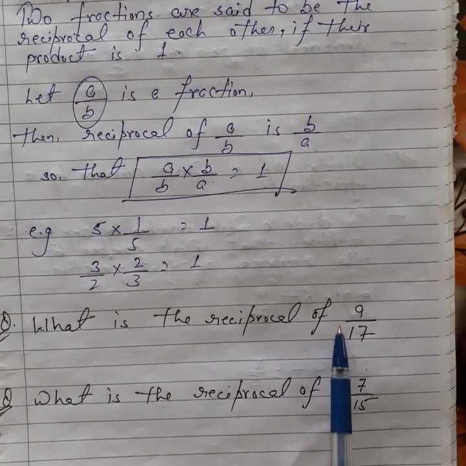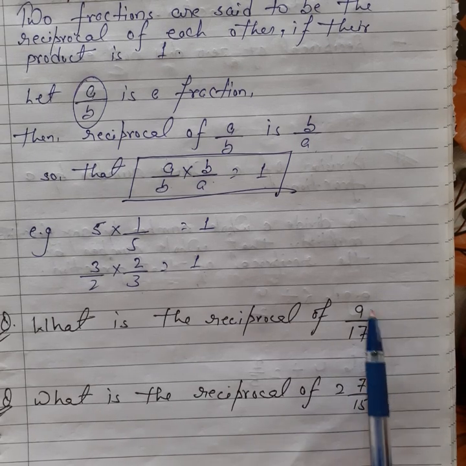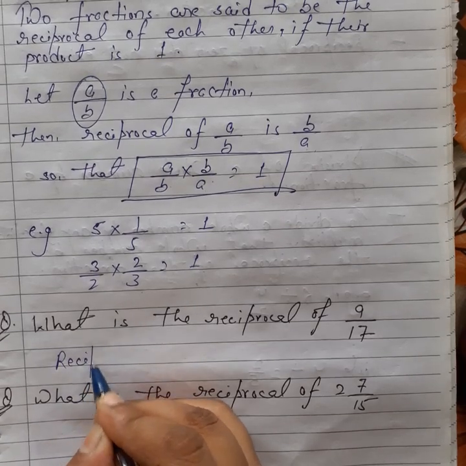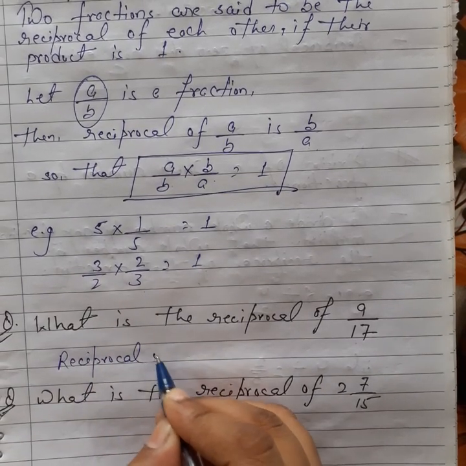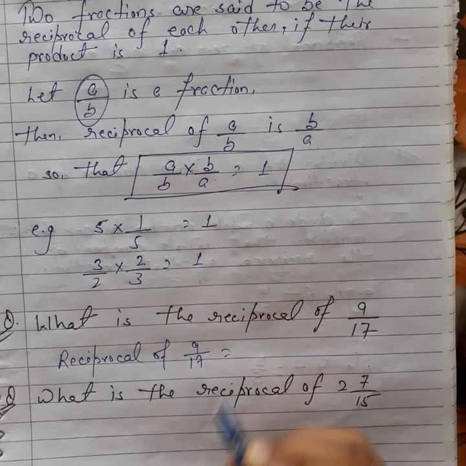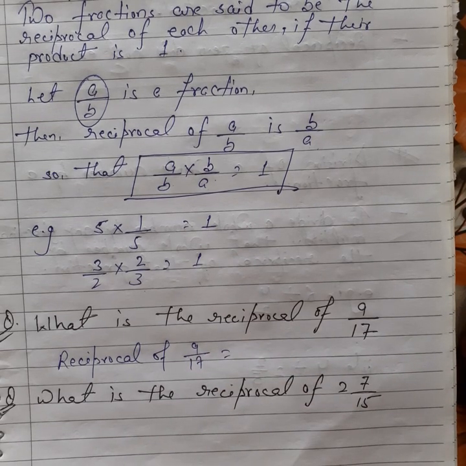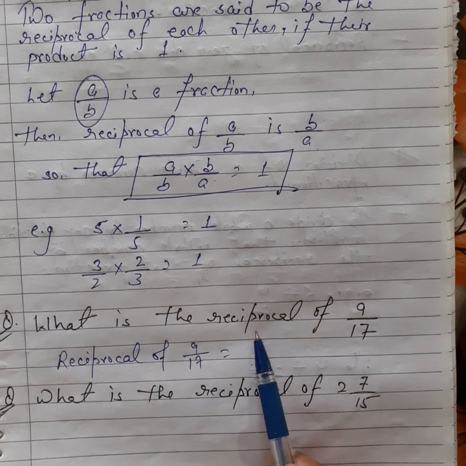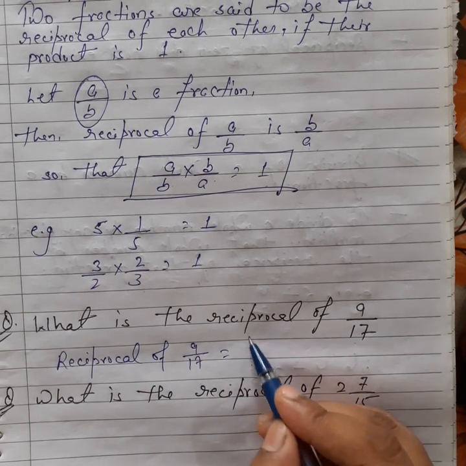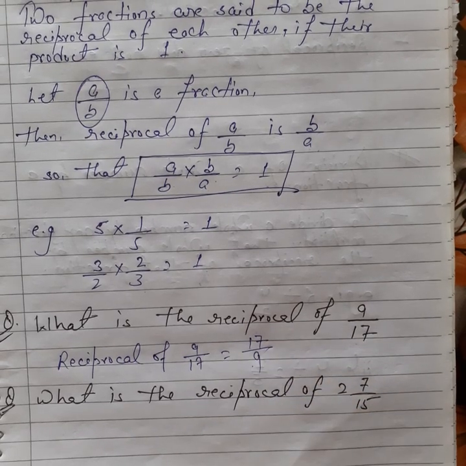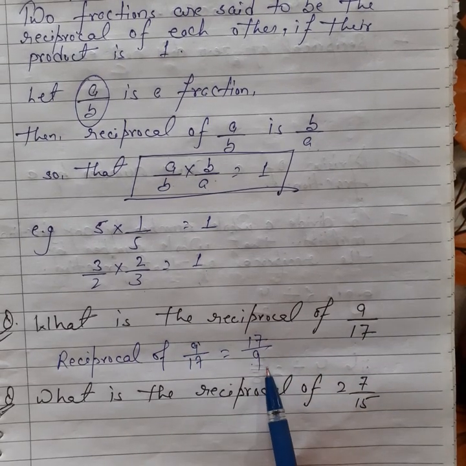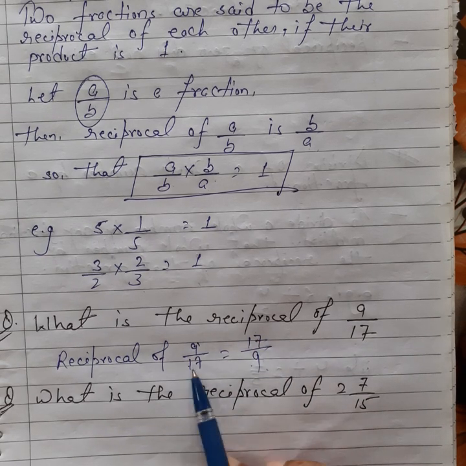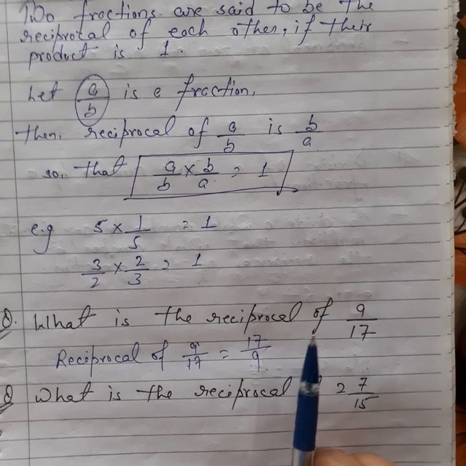Here we have some questions. What is the reciprocal of 9 by 7? How do we find the reciprocal? In finding the reciprocal, the numerator becomes the denominator and the denominator becomes the numerator. So its reciprocal is 7 by 9. The product of these two fractions is equal to 1.